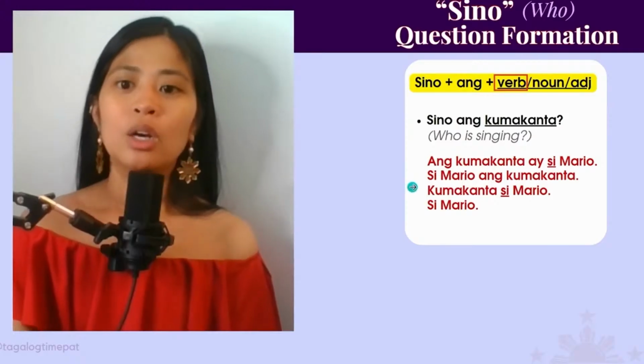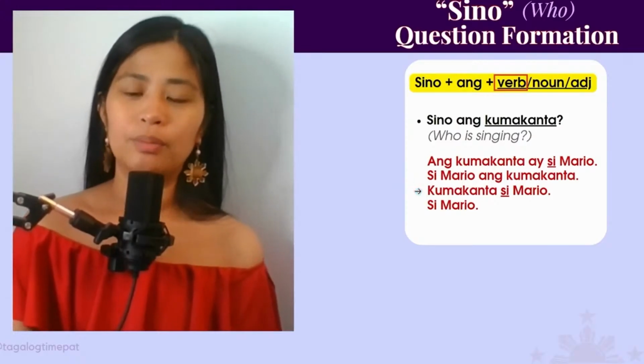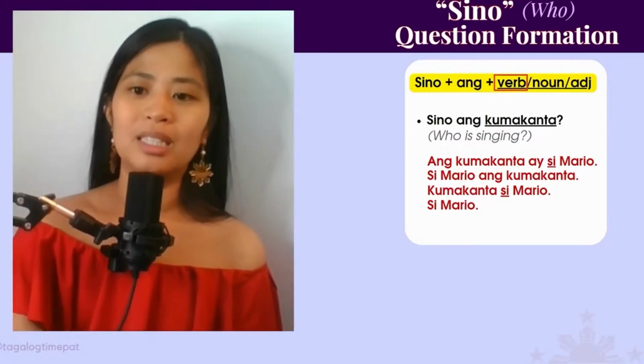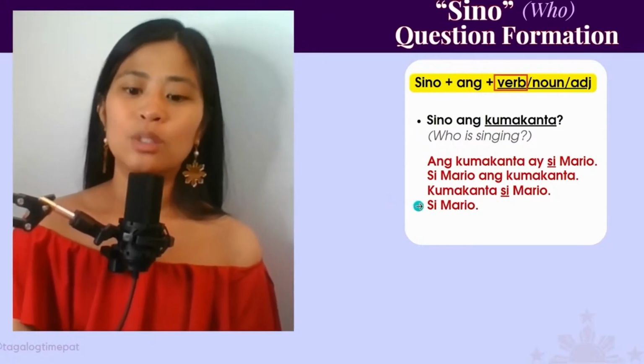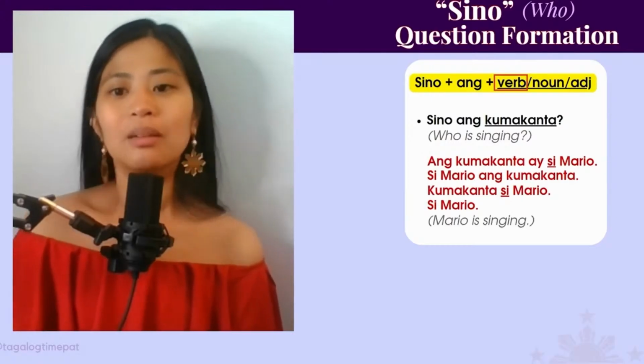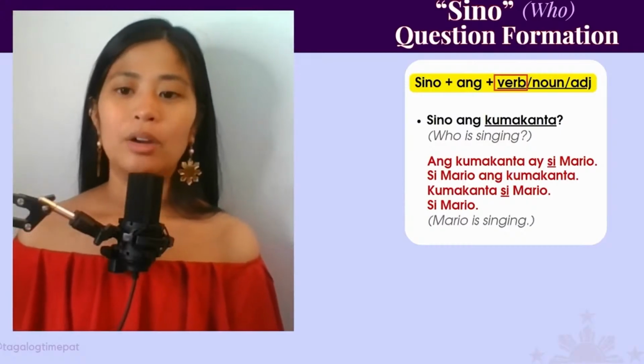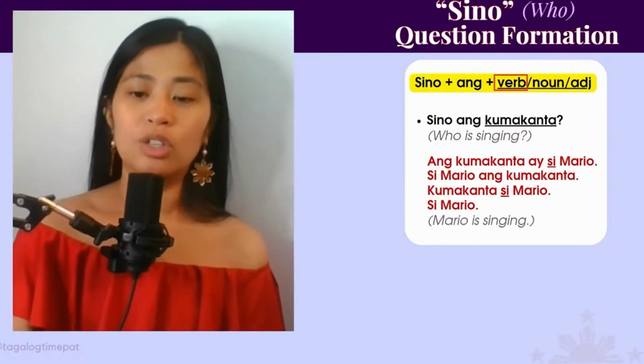That's kind of formal. This one is casual. Kumakanta si Mario. Mario is singing. And then this last one is just a short answer. So, si Mario. Who is singing? Mario. So those are the different ways you can say Mario is singing. Those are the different responses.